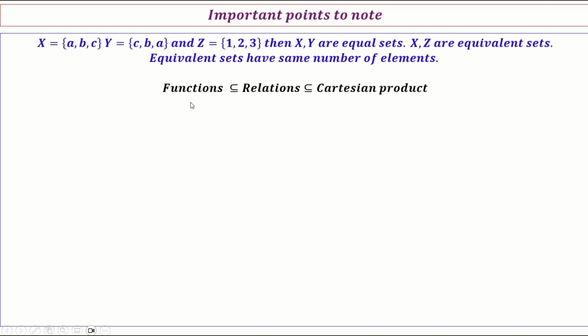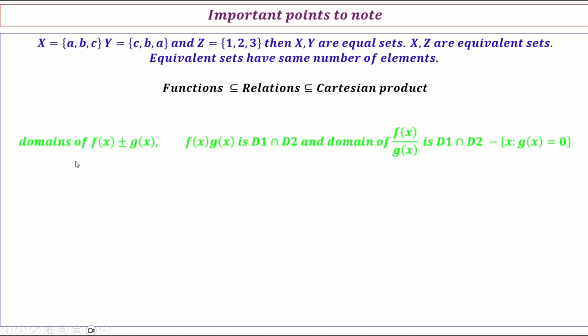Now next, functions are always a subset of relations, which are always a subset of the Cartesian product. Note this down. Next, the domain of f of x plus g of x, and f of x into g of x, is: if d1 is the domain of f of x and d2 is the domain of g of x, then it is the intersection always. It is basically the common domain of these two. The domain of f of x by g of x is d1 intersection d2 minus the points where g of x equal to 0. This condition you have to remove.